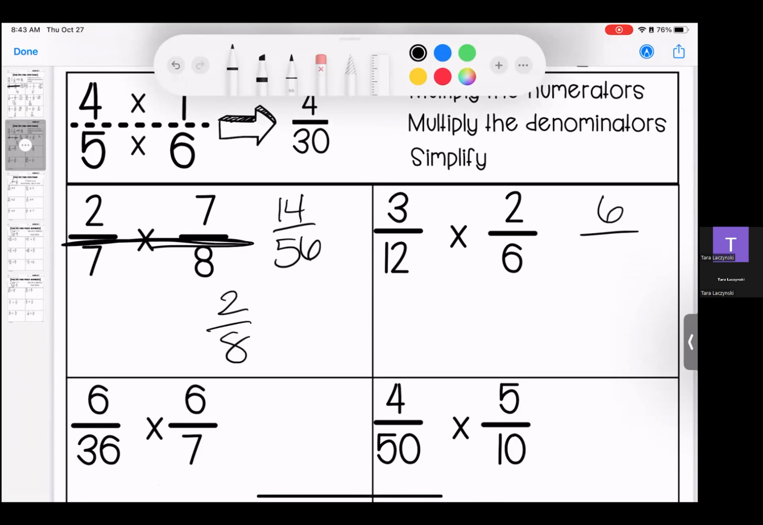3 times 2 is 6. 12 times 6 is 60. If we simplified this, we would get 1/12. I'm sorry. 6 times 12 is not 60, it's 72. 1/12 is simplified.